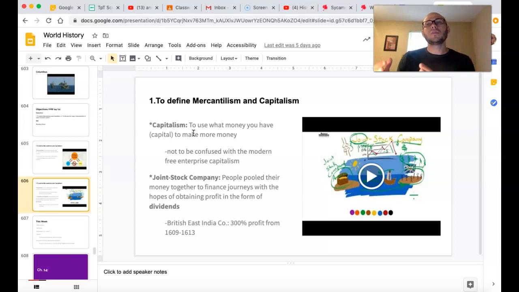So what you do is you would get up with other investors, and you would put your money together to fund the voyage. And then when he came back with whatever he came back with, then that would be sold, and the profits would be divided between everybody who invested. So this is what you call a joint stock company.